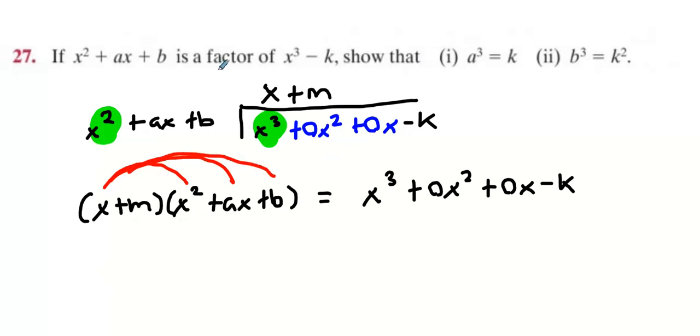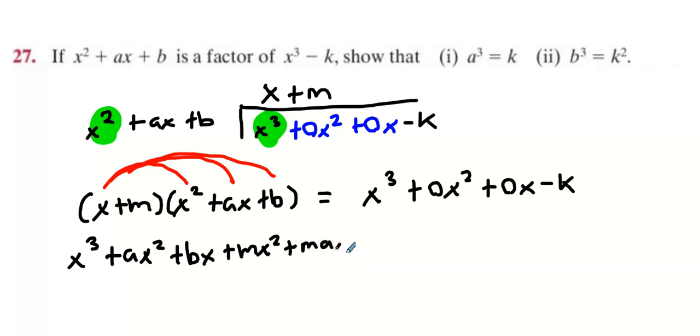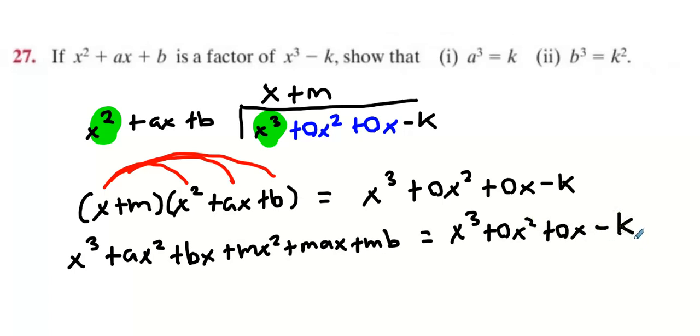So we're going to get x cubed plus ax squared plus bx plus mx squared plus max plus max, yeah, if you want it that way, and then plus mb. Now, that would equal x cubed plus 0x squared plus 0x, and that is a minus k at the end, not a 1x.